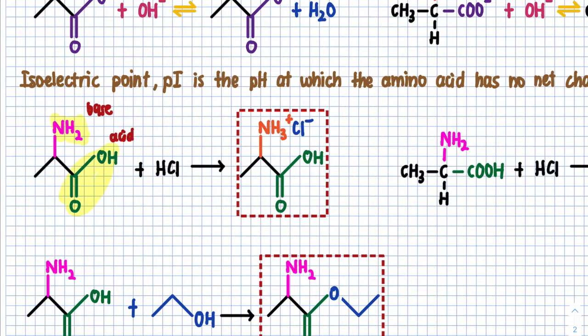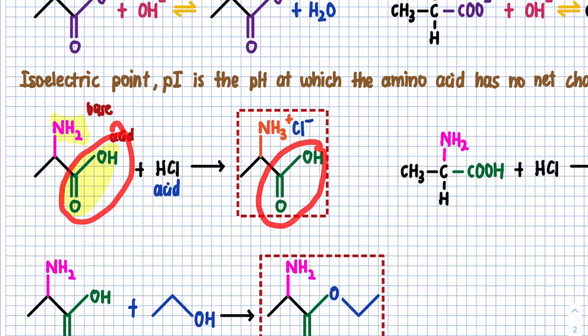Okay. So HCl ni is actually our acid juga. So when this is an acid, so acid ni dia tak suka react dengan acid. Acid will react with our base. So acid ni will react with our NH2. So kita punya carboxylic acid ni, we just gonna retain it as this one.